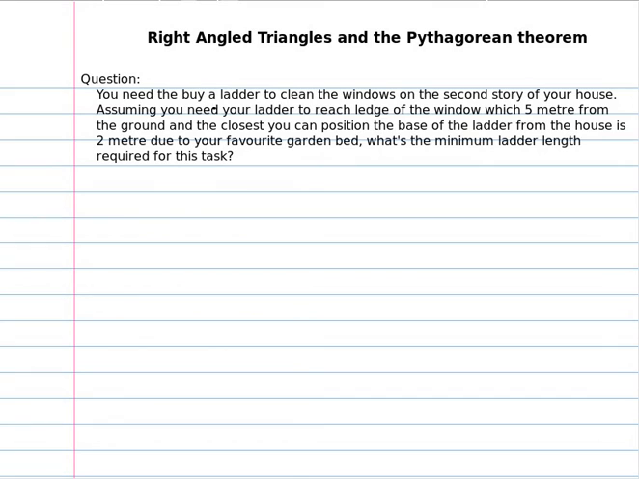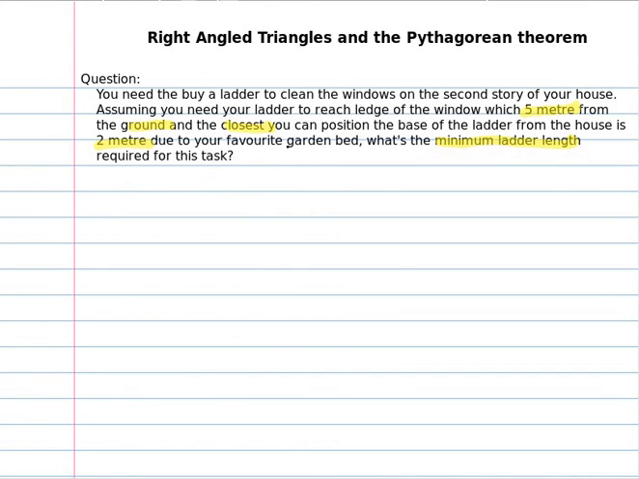So this is a little bit trickier because it's not actually spelling out that you need the Pythagorean theorem. But let's have a look at what it's asking. So we need a ladder to reach the ledge of the window, which is 5 meters from the ground. And the closest position we can get the base of the ladder from the house is 2 meters. So what's the minimum ladder length required for this task?